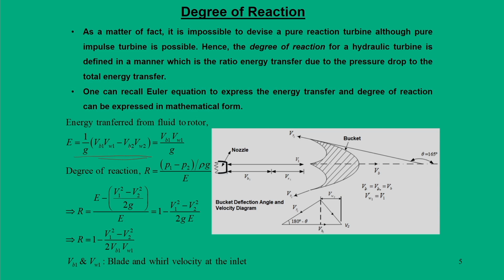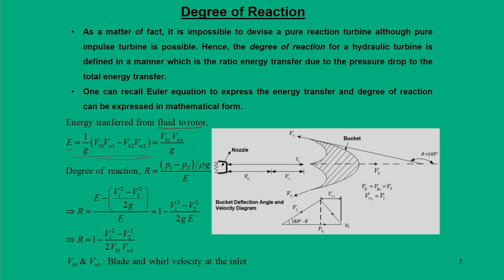Now, if you take these particular expressions, you will see that there is a term V_W2 and V_B2, and this quantity is typically negative. So, if by designing a suitable blade you can make the V_W2 component 0, then we can maximize this energy. So, Euler's equation now becomes V_B1 V_W1 by g. Now, this is the maximum energy which can be transferred from fluid to rotor.